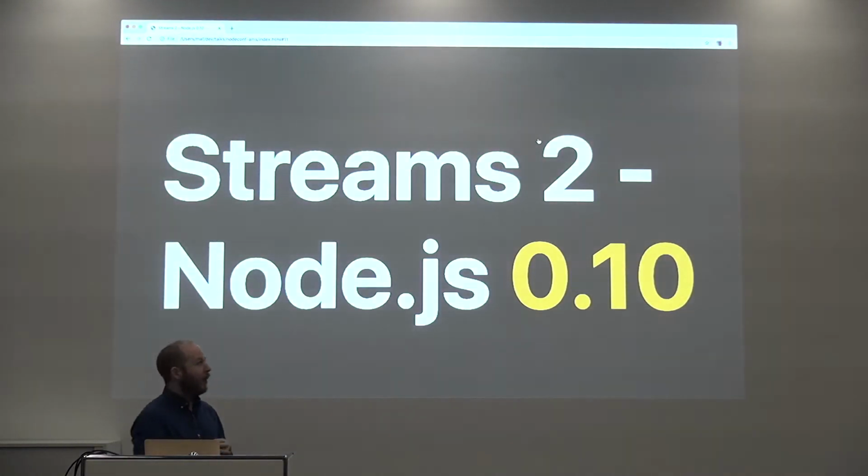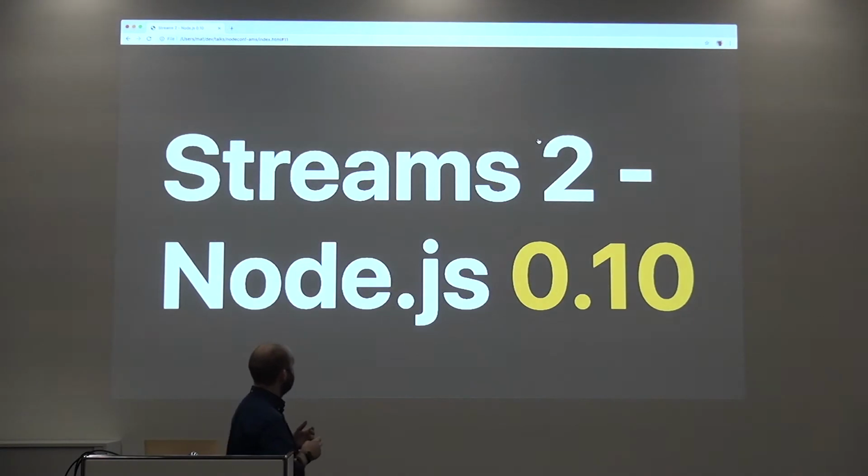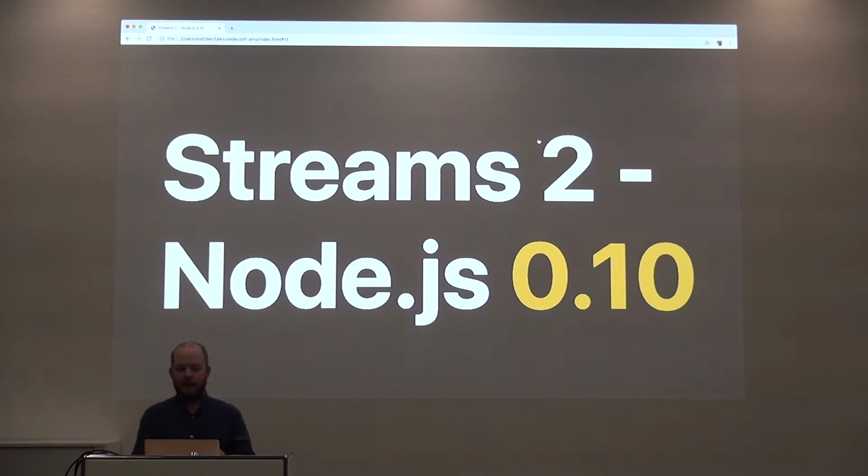So obviously this led to a lot of discussion on GitHub and on mailing lists. We had mailing lists back then, and finally there was a decision made to make a new version of streams called Streams 2.